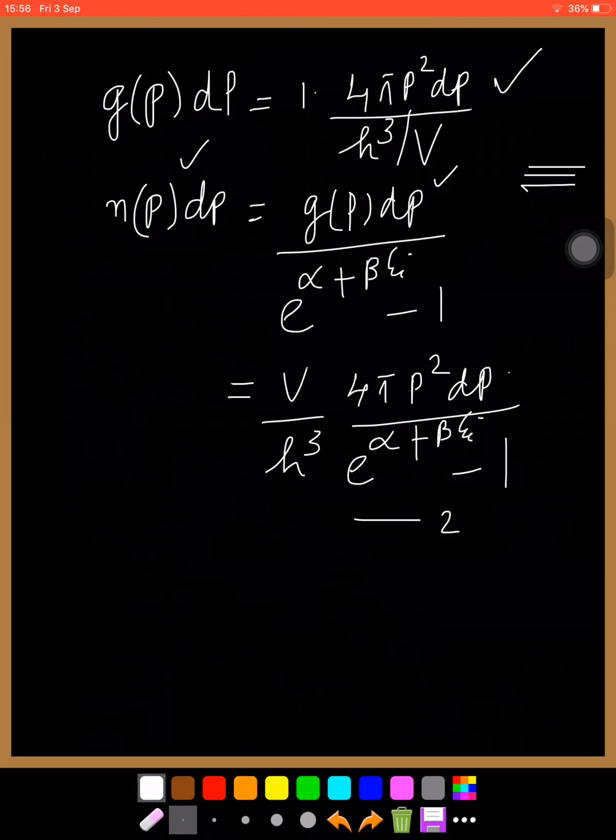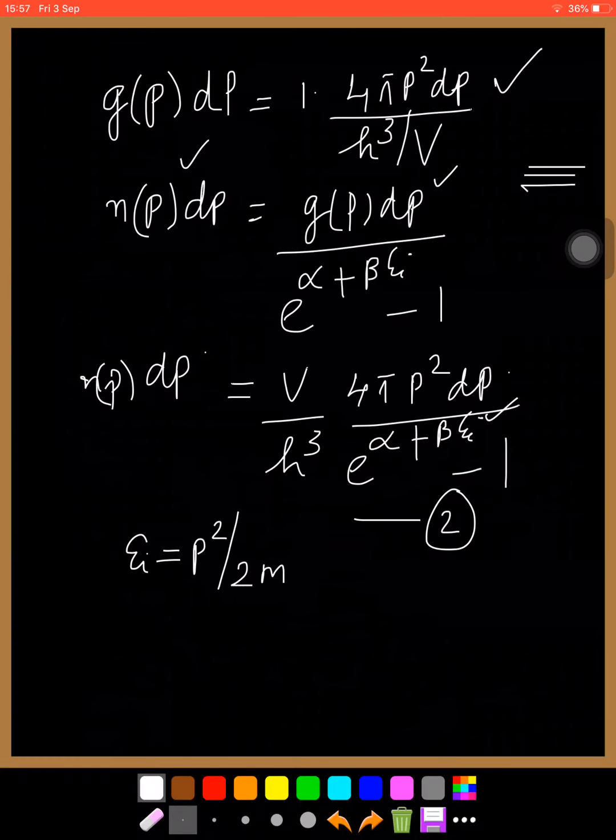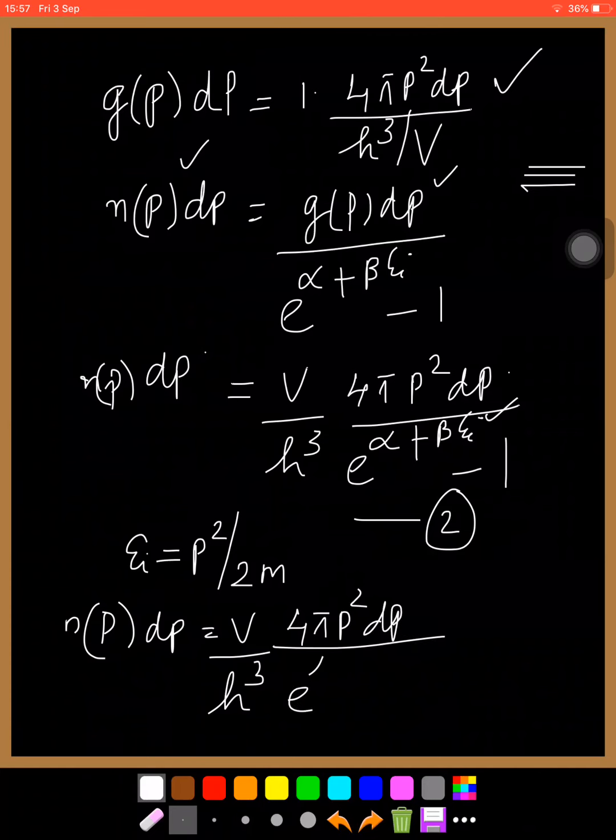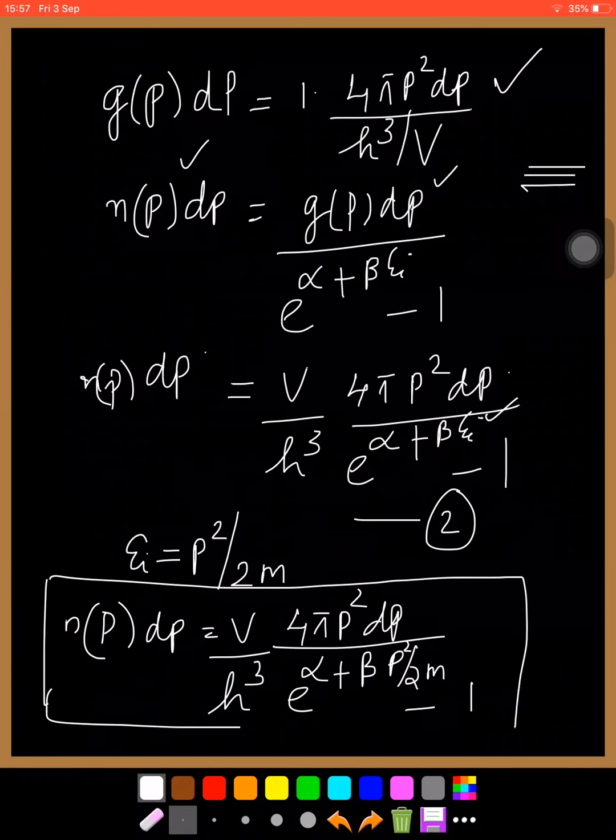Then let this be equation 2, and at left side it is np dp. This epsilon is equal to p square by 2m, and therefore np dp can be written as v by h cube 4 pi p square dp by e raised to alpha plus beta p square by 2m minus 1, and this is np dp.